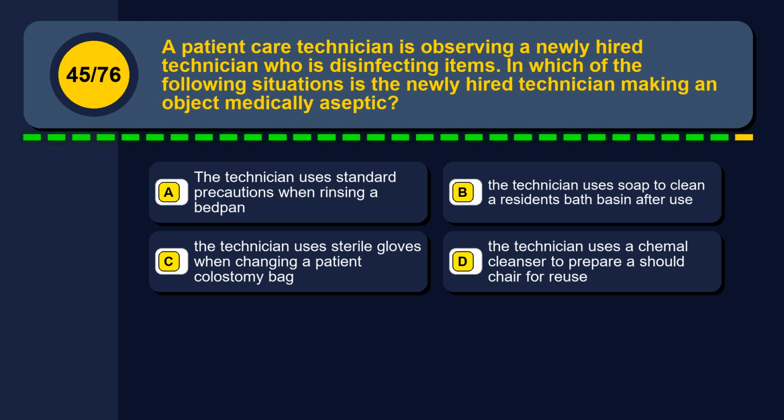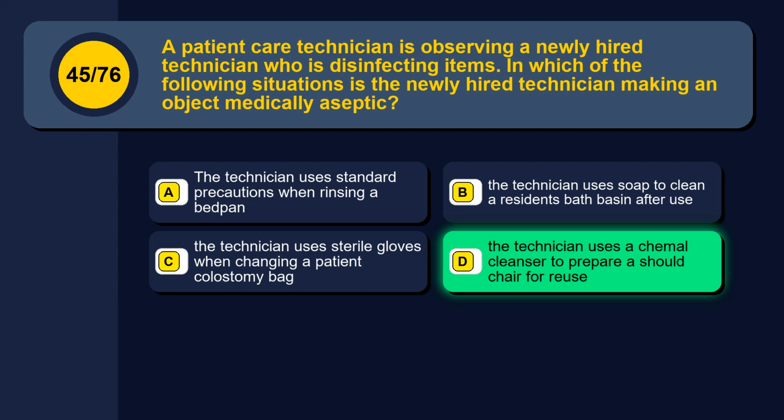Question 45. A patient care technician is observing a newly hired technician who is disinfecting items. In which of the following situations is the newly hired technician making an object medically aseptic? Option A, the technician uses standard precautions when rinsing a bedpan. Option B, the technician uses soap to clean a resident's bath basin after use. Option C, the technician uses sterile gloves when changing a patient's colostomy bag. Option D, the technician uses a chemical cleanser to prepare a shower chair for reuse.